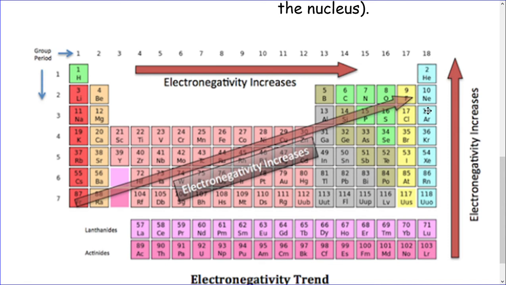Keep in mind here, our noble gases realistically are fairly stable because they have full shells already for their electrons and don't really tend to react very much. So really fluorine here would be one of our most reactive elements that we have.